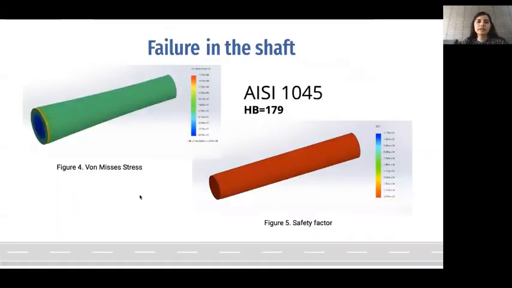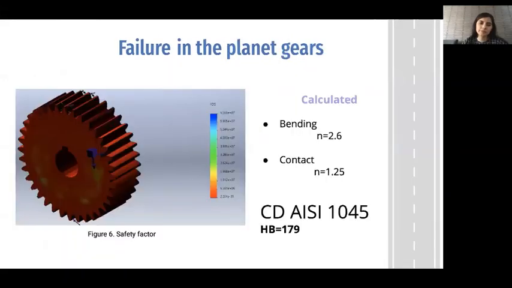Here we can see the failure analysis in SolidWorks from the shaft. The left one is the von Mises stress, and the red part is because we had to add a tiny part to be able to simulate the torque, the input torque. And the right one is the safety factor. We got a 3.37 safety factor, which is reliable because it's greater than 1. And the material we used is steel AISI 1045 because this is commonly used for gears and shafts.